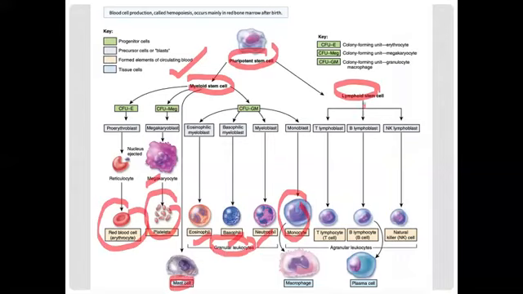Whereas the lymphoid stem cells, which give rise to lymphocytes, begin their development in the red bone marrow, but complete it in lymphatic tissues. Examples are the T lymphocytes, the B lymphocytes, and also we have the natural killer cells or the NK cells.